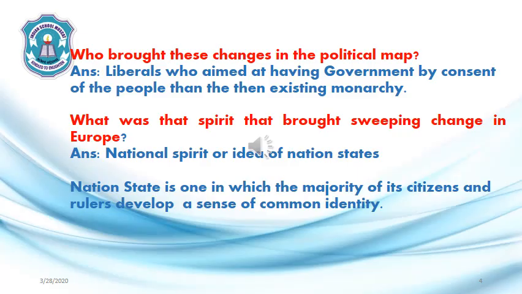And the answer for that is, we had a group of intellectuals, business people, educated people who wanted to go for a change, who wanted to have a government by consent of the people rather than a government ruled by the monarchs, or what you call monarchy. And such a group was considered as liberals. So it was liberals who wanted to go for a change.